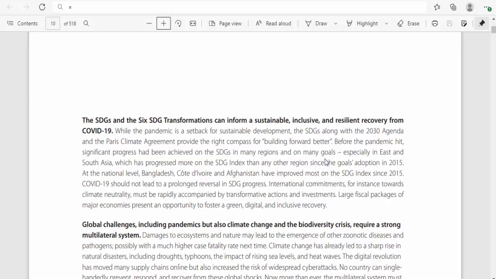At the national level, Bangladesh, Cote d'Ivoire, Afghanistan have improved most on the SDG index since 2015. COVID-19 should not lead to a prolonged reversal in SDG progress. International commitments, for instance, towards climate neutrality must be rapidly accompanied by transformative action and investments. Large fiscal packages of major economies present an opportunity to foster a green, digital, and inclusive recovery.